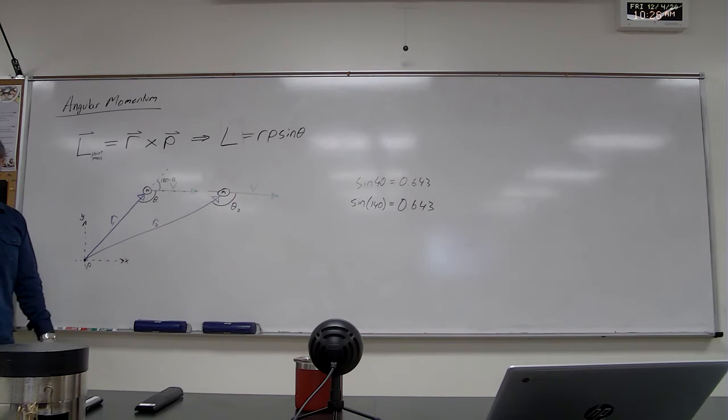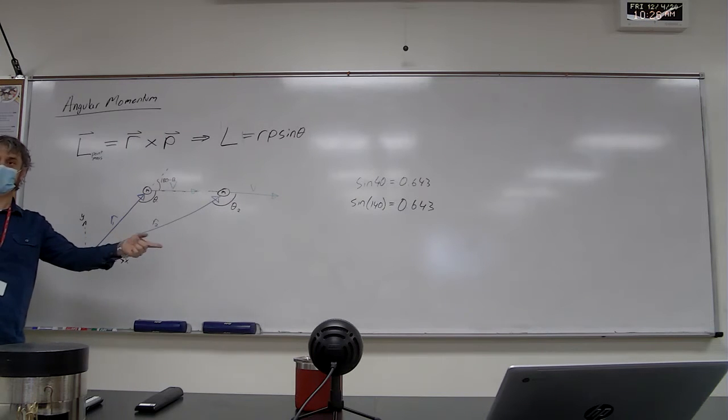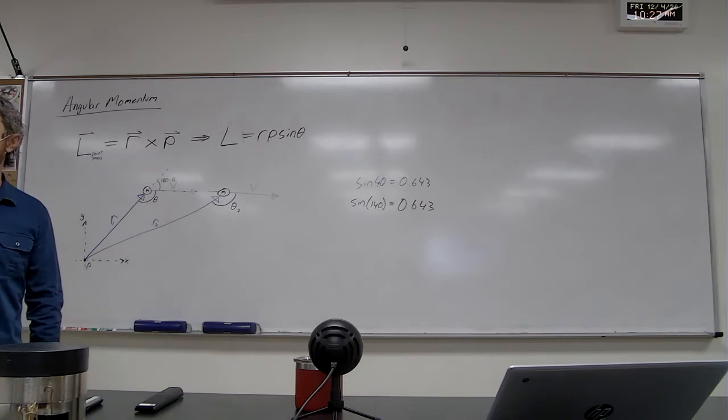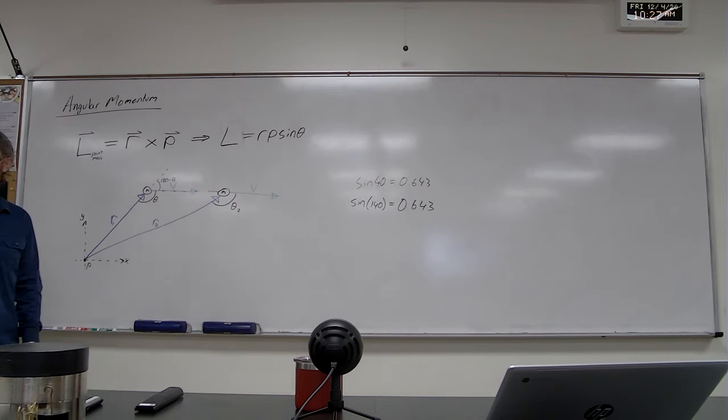So as r approaches infinity, theta approaches 180? Yeah. And the sine of 180 is 0. So as r approaches infinitely big, the sine of theta approaches 0. So is it basically that as long as the linear momentum is constant, the angular momentum will also be constant? Yeah.